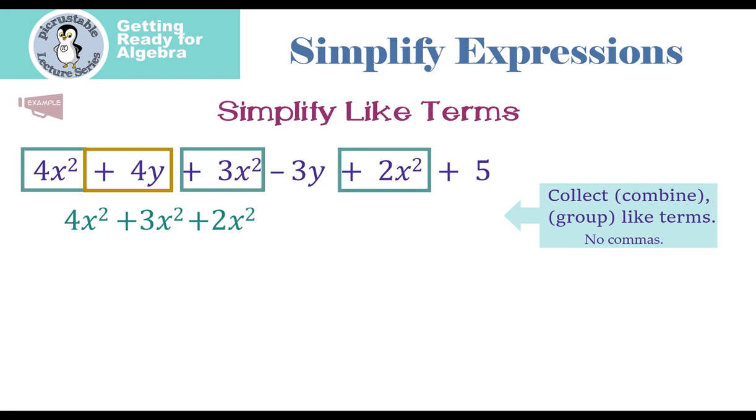Let's start with 4y. Whatever symbol is in front of the number is what you write. So we're going to write plus 4y. Here's another y, negative 3y. And finally, we have our constant 5.